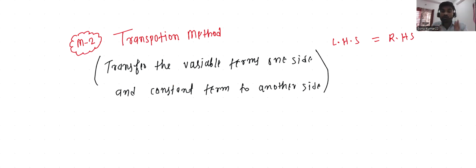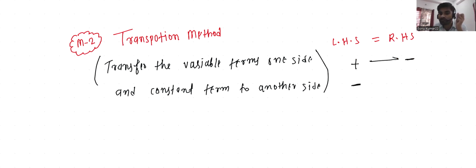In the transposition method, what we are going to do is transfer the variable terms to one side and the constants to the other. We will discuss one by one how we can transfer. First of all, you have to see if there is a plus term on the left-hand side. If plus is given, when it goes to the right side, it becomes minus. If a minus sign is on the left side, when it goes to the right side, it becomes plus.